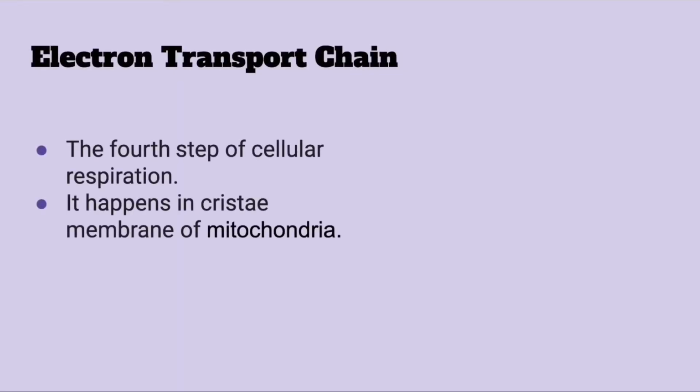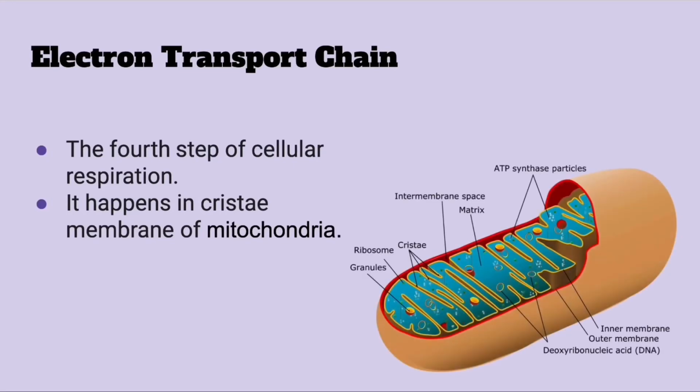The electron transport chain is the fourth step of cellular respiration. It happens in the cristae membrane of the mitochondria.